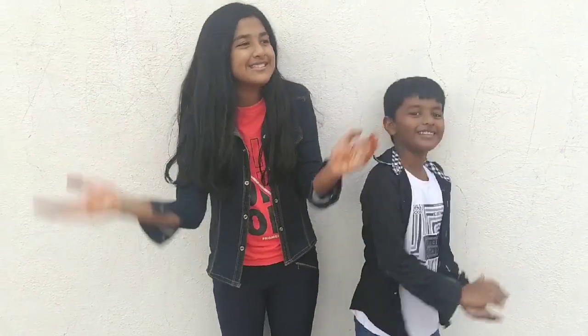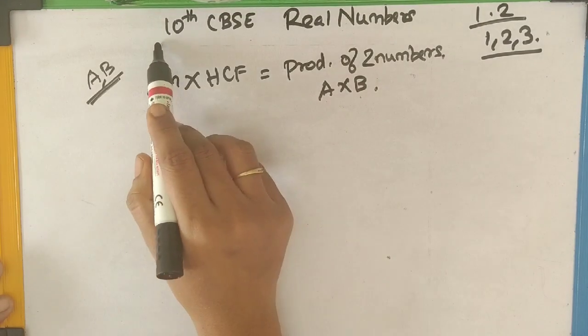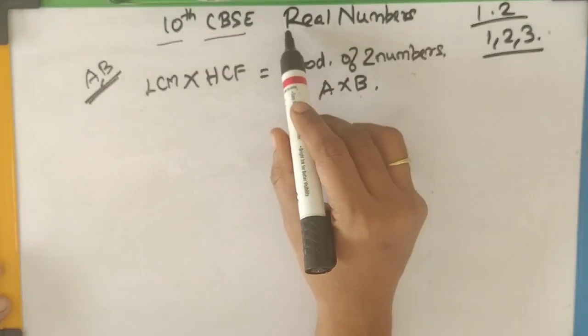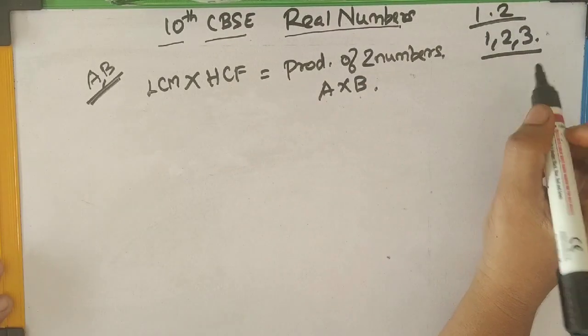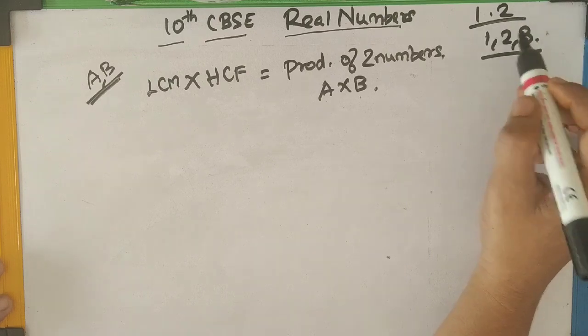Learning. Exercise 1.2 from the chapter Real Numbers. Let's do it now. Hi everyone. Today we are going to see 10th CBSE, the first chapter Real Numbers, exercise 1.2 in it. And in that we are going to see the first three sums.